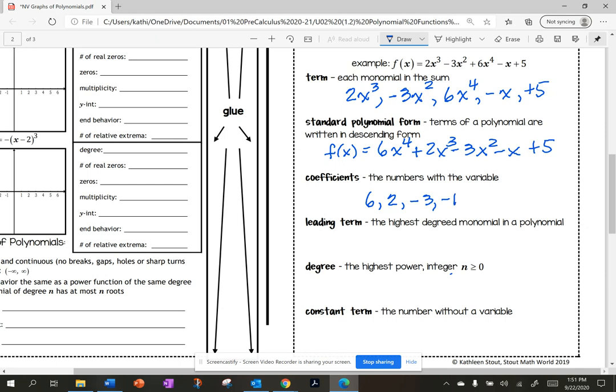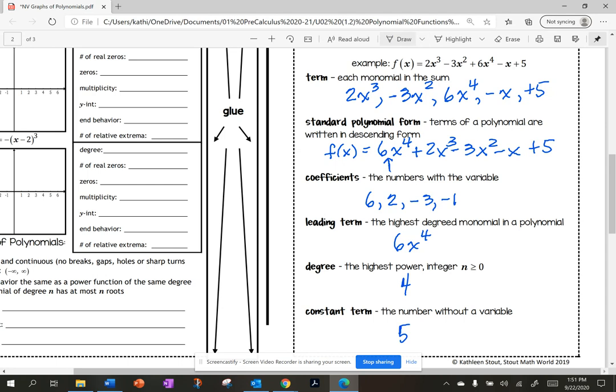My leading term is the term with the highest power. So this is 6x to the fourth. My degree is the highest power, so my degree is 4. And my constant term is my number without the variable. So my constant is 5.